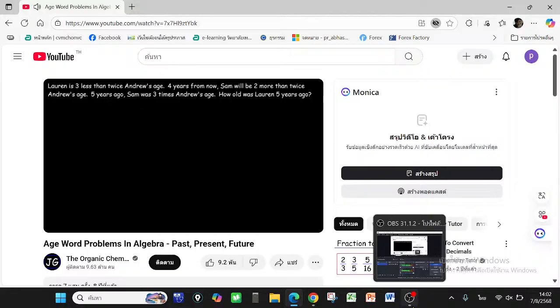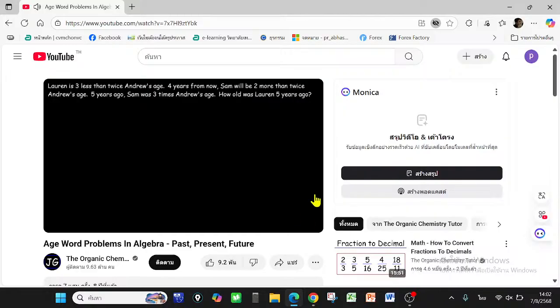Let's try another problem where we have three variables, or the age of three different people. So Lauren is 3 less than twice Andrew's age. 4 years from now, Sam will be 2 more than twice Andrew's age. 5 years ago, Sam was 3 times Andrew's age. How old was Lauren 5 years ago?